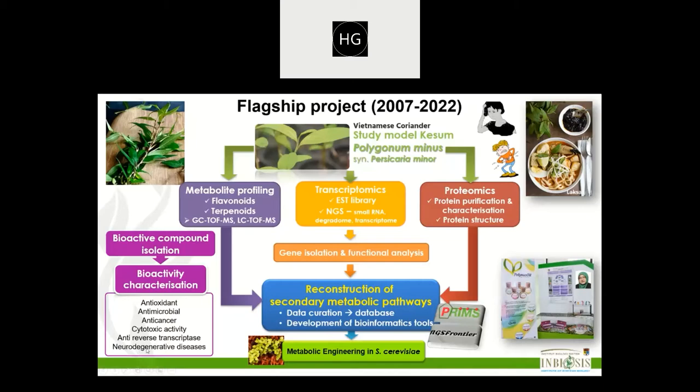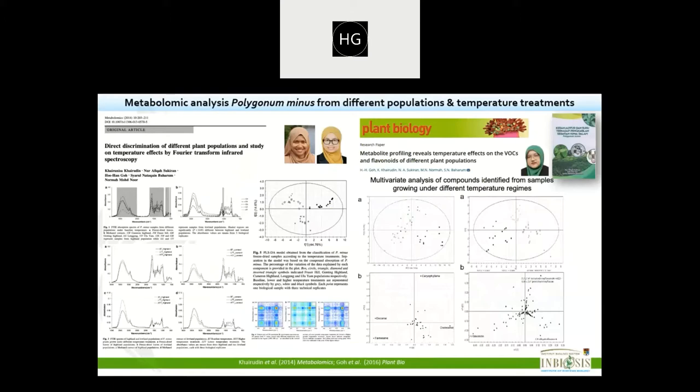So let me just touch on some of the work I was involved with since joining INBIOSIS. When I first joined, I tagged along with Dr. Ai's group in metabolomics, and I helped out with her students working on establishing the FTIR technology for discriminating between the different plant samples from different populations, as well as studying the temperature effect from a control experiment, for how the temperature affected the composition of the metabolite profile in the leaf of Kesong. We can see some of the characteristic compounds like caryophyllene, farnesene, also decanal and dodecanal strongly affected by the temperature treatment.